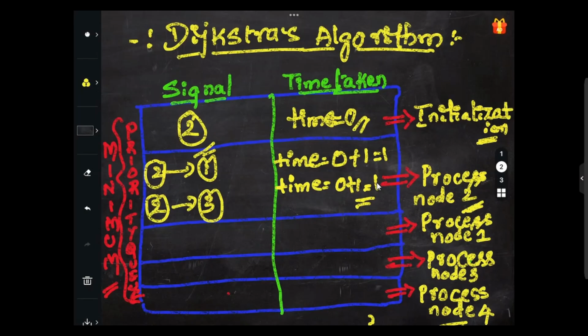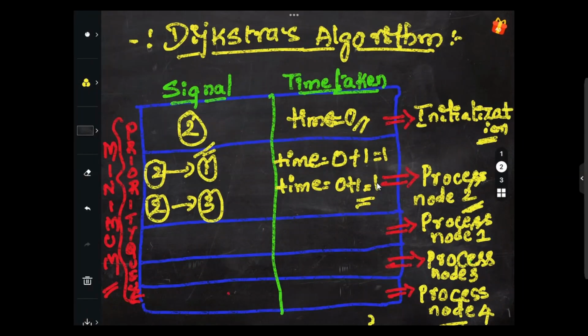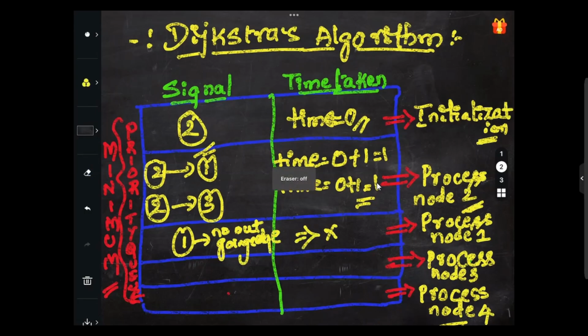Then we have to process node 1 here. Now we have to process node 1. We don't have an outgoing edge at all from 1, right? So we will ignore this one. Let me write here: 1, no outgoing edge. So we will be ignoring this one, right?